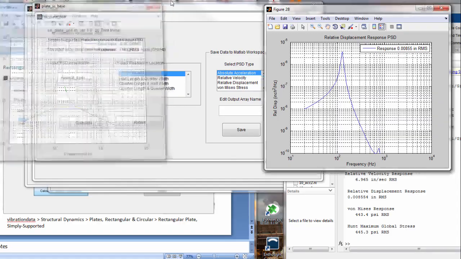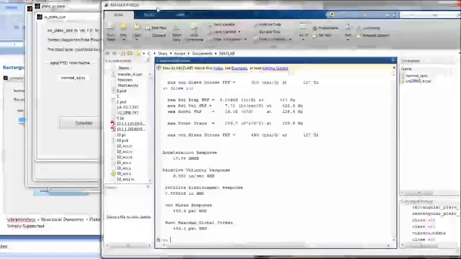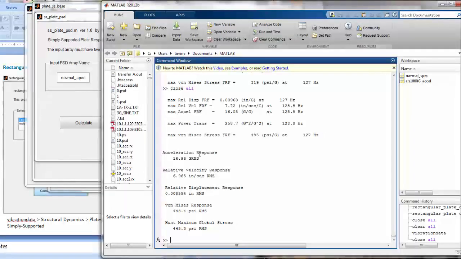Now another thing that we can do here is go to our command window, and we can see what the responses are for the various metrics in terms of the overall levels. So the acceleration response, almost 17 GRMS. Relative velocity, that's rounded up to 7 inches per second RMS. Relative displacement response, rounded up to 9 thousandths of an inch RMS.